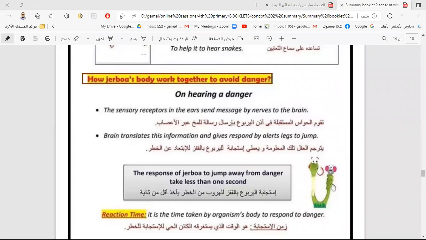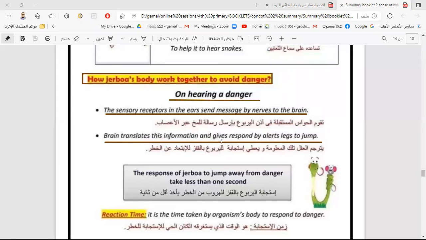Okay. Now, let's go back to our lesson. How the nervous system works with the sensory organs. All are working together. On hearing a danger, the sensory receptors in the ears send a message to the brain by the nerve. And the brain interprets the information and responds by alerting the legs to jump. So here the brain sends another message to respond. So the jerboa jumps fast because the order comes from the brain to move the legs. So the jerboa responds and jumps very fast away from the danger.